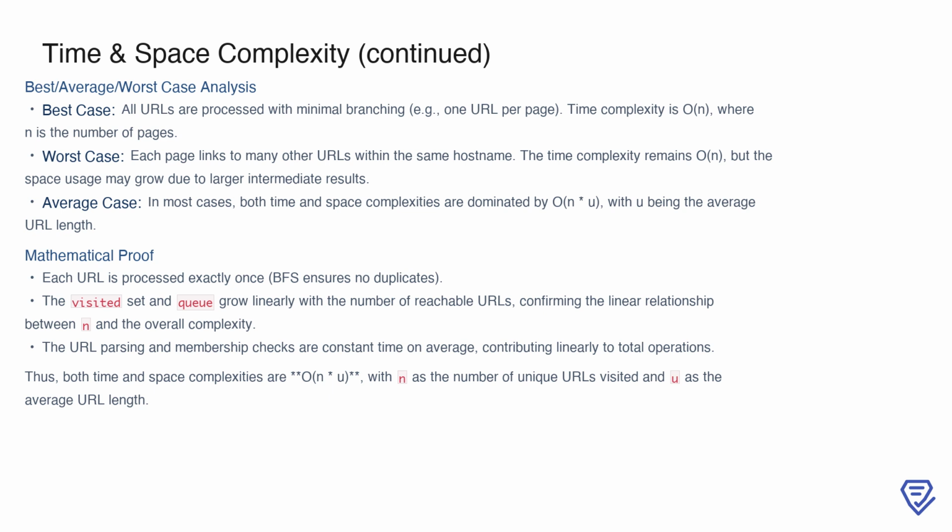To confirm this mathematically, note that each URL is processed once, and the visited set and queue grow linearly with the number of reachable URLs. Hostname parsing and membership checks, being constant time on average, contribute linearly as well. These factors together validate that both time and space complexities are O(n * U), with n representing the unique URLs visited and U the average URL length.